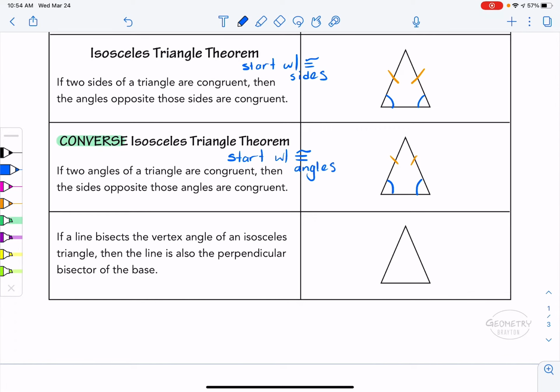For the last theorem, if a line bisects the vertex angle of an isosceles triangle, then the line is also the perpendicular bisector of the base. This means if you cut through that vertex angle and you bisect perfectly, just like that, we create two congruent angles. That's telling you that we also just created two congruent parts on the base. This is perpendicular, it forms a right angle.